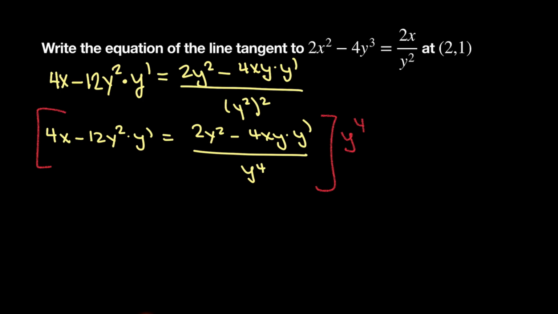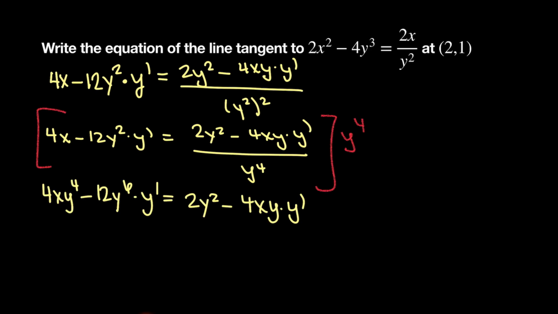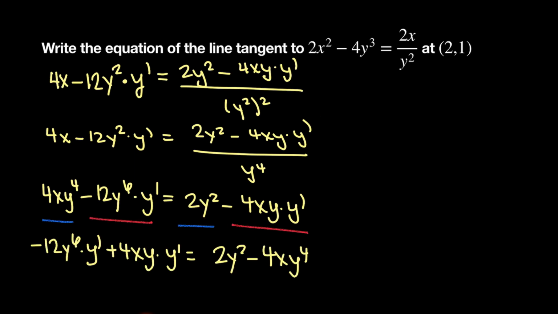I need to solve this for y prime, and because I have a fraction in this equation, I'm going to clear the fraction by just multiplying both sides, everything in this equation, by that denominator of y to the fourth. And that's going to allow me to clear the fraction. So on the left-hand side, multiplying by y to the fourth, I'm going to get 4xy to the fourth minus 12y to the sixth y prime. And then when I multiply by y to the fourth on the right-hand side, those y to the fourth cancel out, and I'm just left with 2y squared minus 4xy y prime.